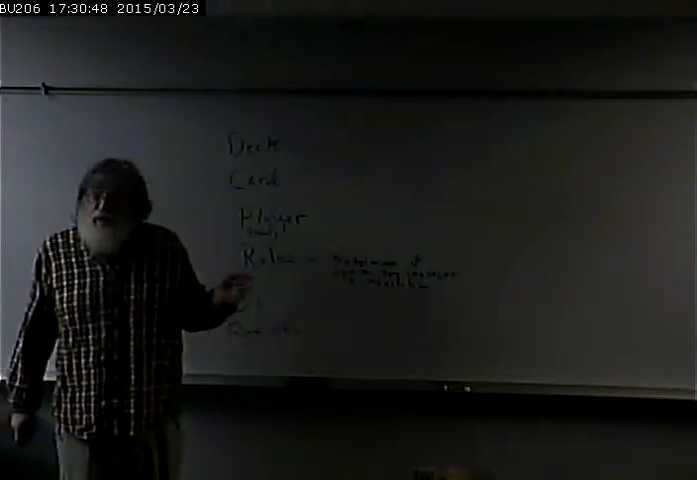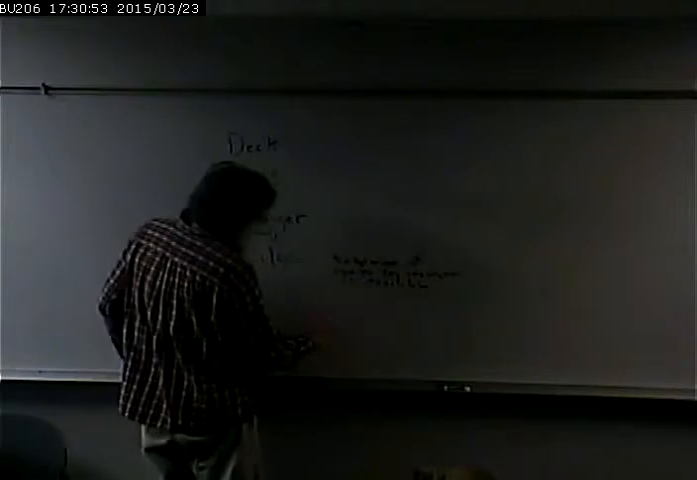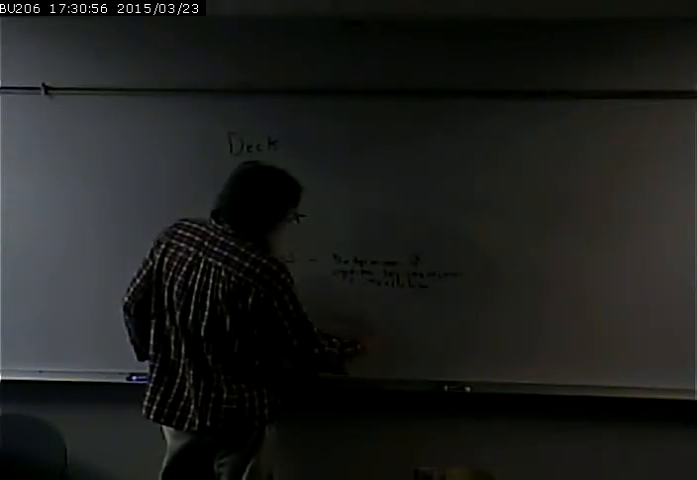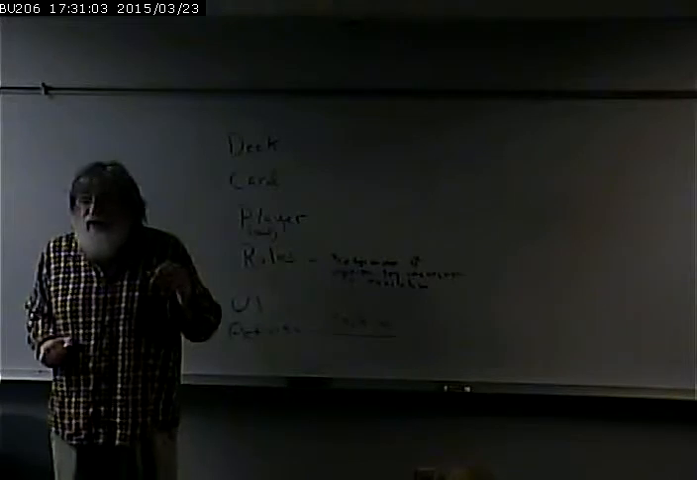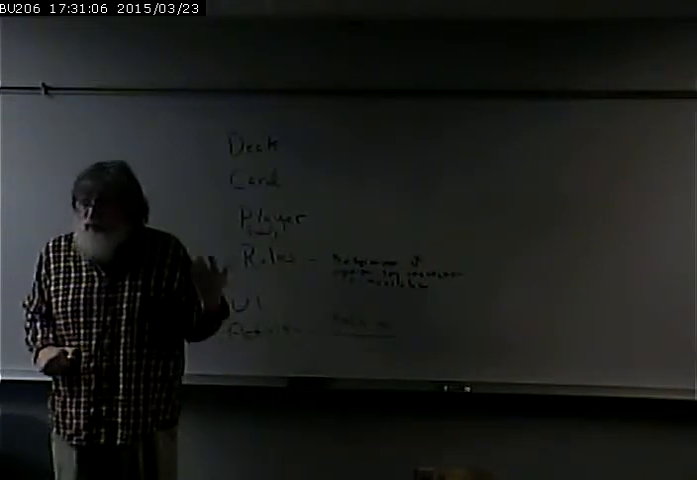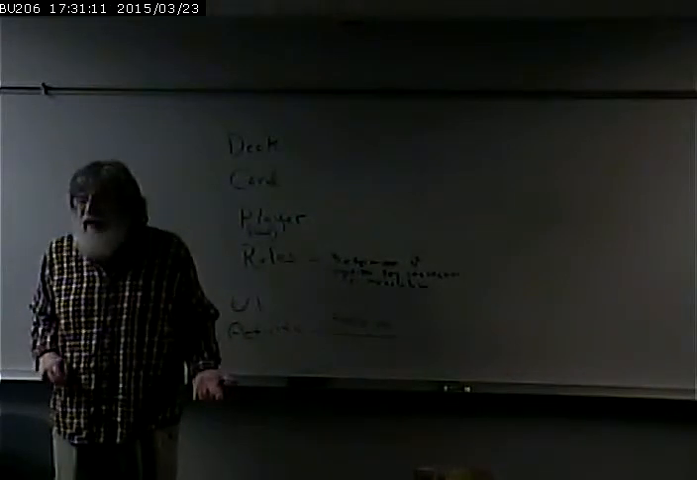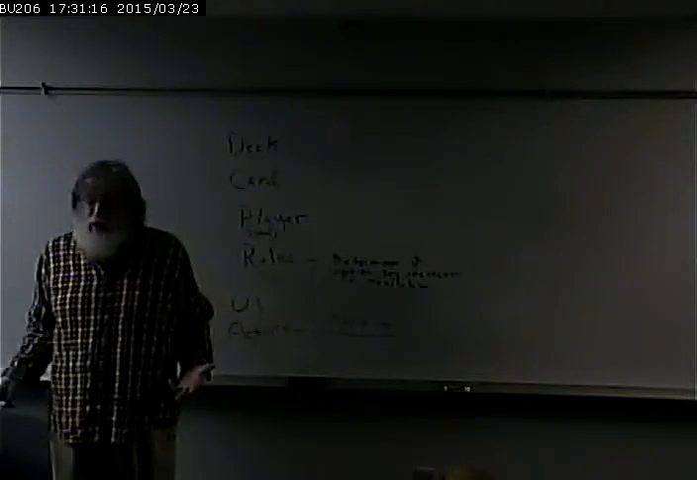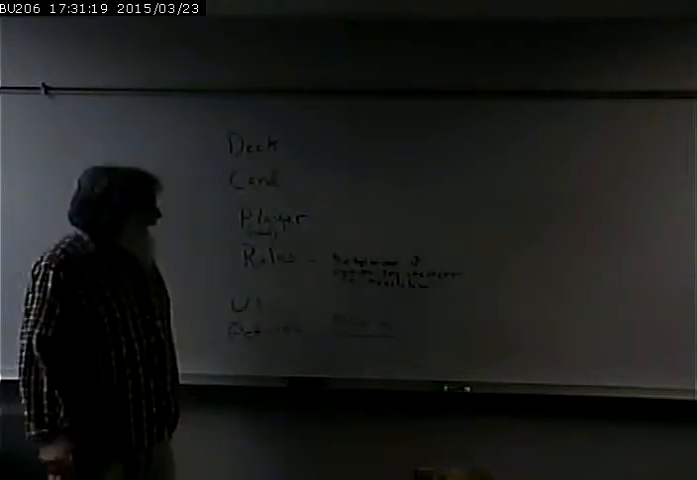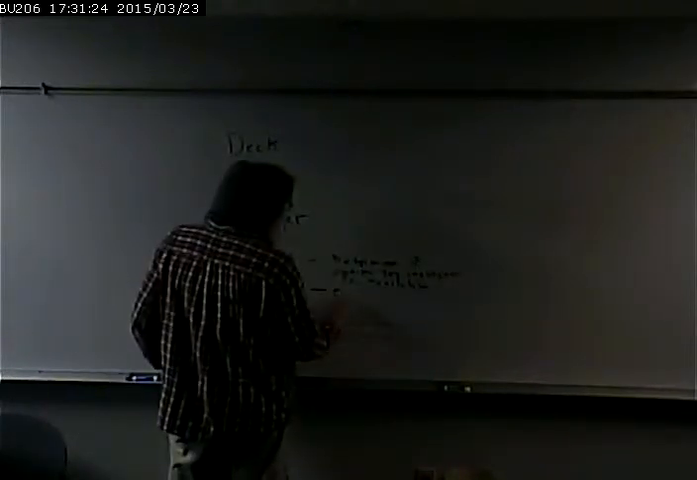Now, from there, there could be something in the UI that gets enabled. You could, for example, have an insurance radio button that gets turned on or off, enabled or disabled, based on whether the dealer is showing an ace. All right. You could handle that any number of different ways. Last, the rules would come into play again to evaluate the bet.